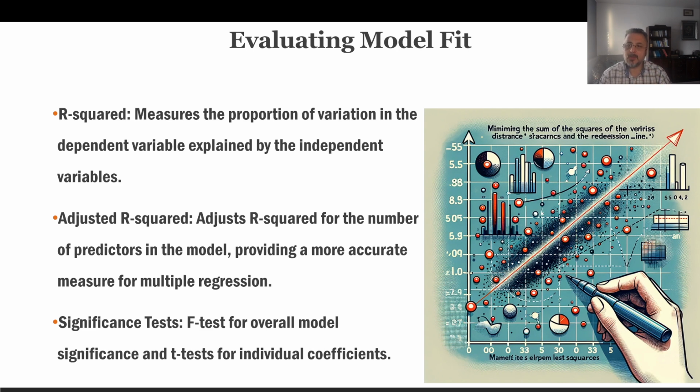Once we build our model, the next step is to evaluate how well it fits our data. There are many other factors, but these are the most important ones. The first one is the R squared value, or the adjusted R squared. It represents the proportion of variance in our dependent variable that is explained by the independent variables. So what we are saying is, the higher the R squared or adjusted R squared, the better we explain the dependent variable by the independent variables.